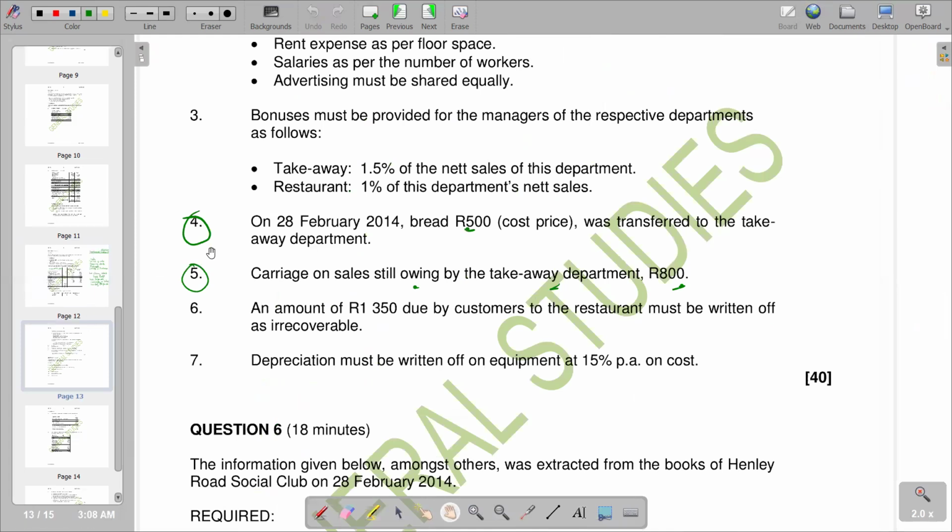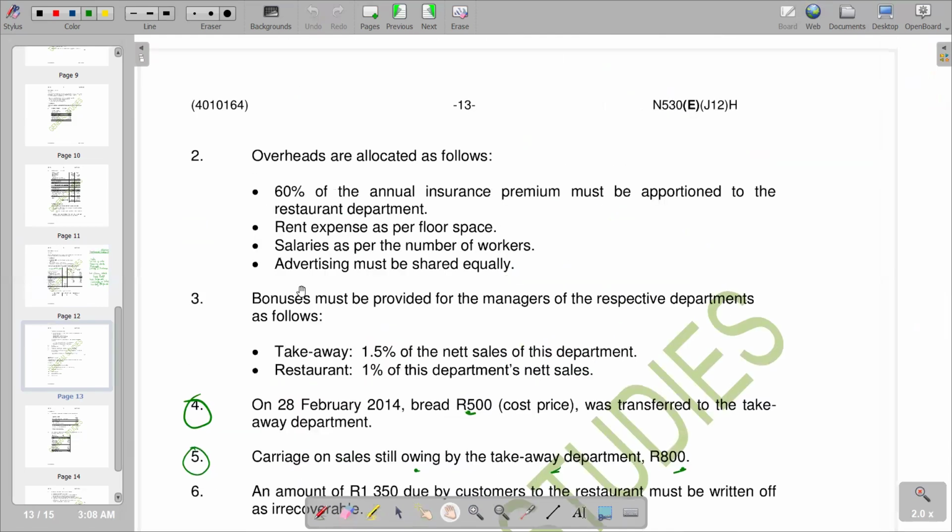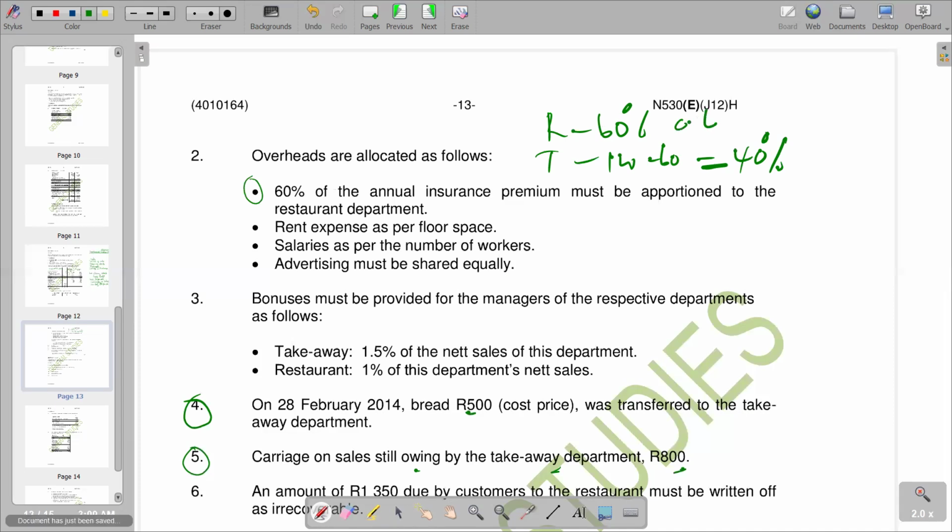So we can go to note number 2. We see that insurance is listed here on the first point, 18.2. 60% of annual insurance premium must be apportioned to restaurants. So it means restaurant 60%. And then takeaway becomes 100 minus 60%, which gives you 40%. So this is exactly what we have. We can further convert our 60% to a decimal, whereby it becomes 0.6, and our 40% becomes 0.4. So we can just multiply by those factors.